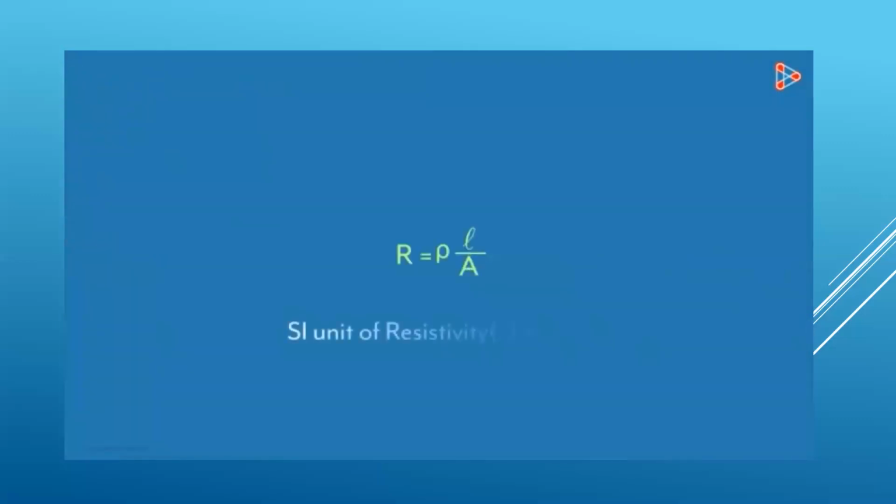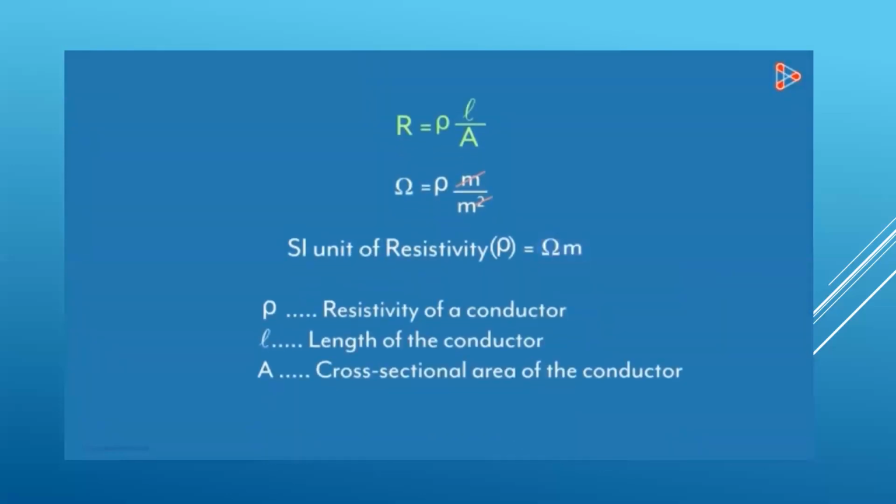The SI unit of resistivity is ohm meter. How is it ohm meter? We can look at this formula and deduce it. The unit of resistance is ohm, the unit of length is meters and that of area is meter squared. Cancelling and transposing the units gives us the SI unit of rho as ohm meter. We will understand resistivity in detail in the next video.